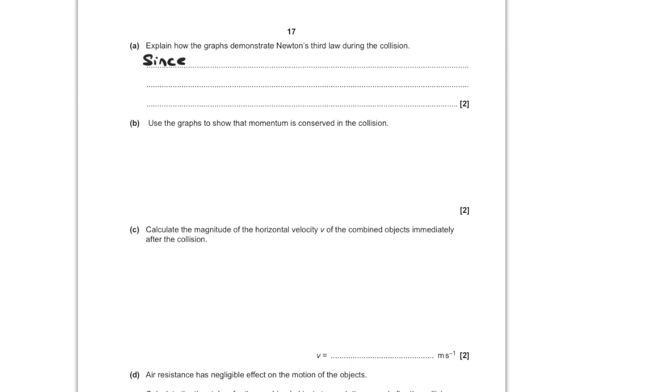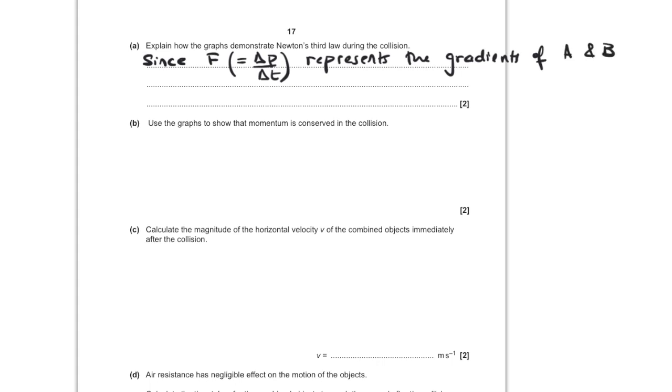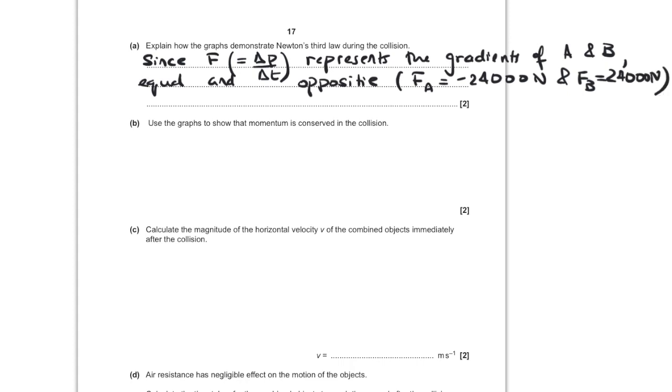So since force, which is equal to change in momentum over change in time, represents the gradients of A and B, right? They are basically equal and opposite. I will include the calculations just in case, but you can always note them down. So I'll just say over here that force of A is that, and B is that. Cool. And since that's at a constant rate, gradients are constant, and opposite as well. Therefore, the collisions are supported by Newton's third law.